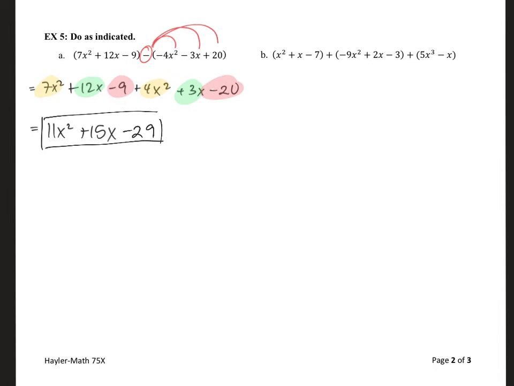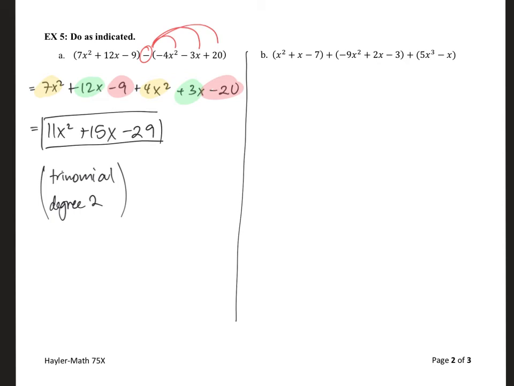Ooh, and what's this? This is a trinomial. With what degree? Degree 2. That's just for fun. Okay, let's look at B. Once again, I'm going to get rid of all the parentheses.